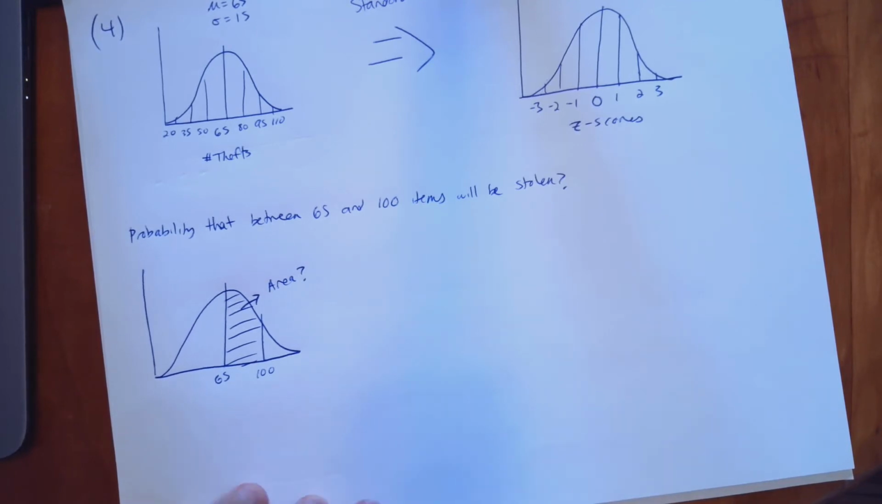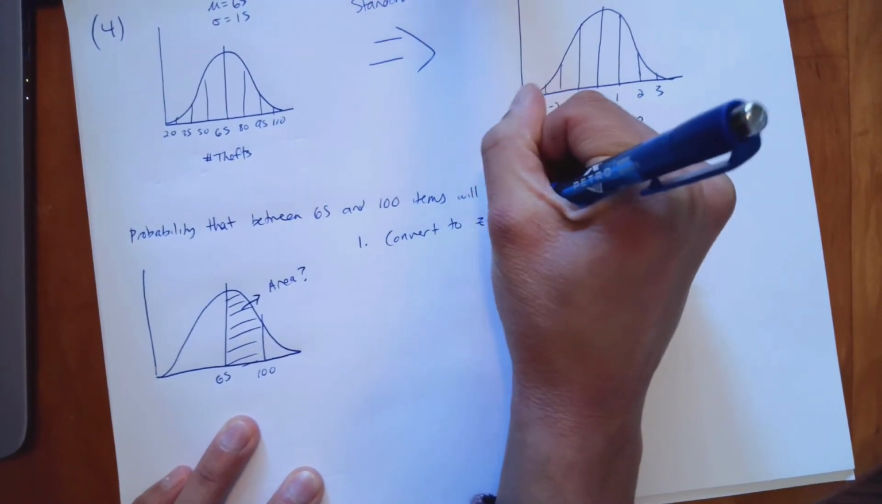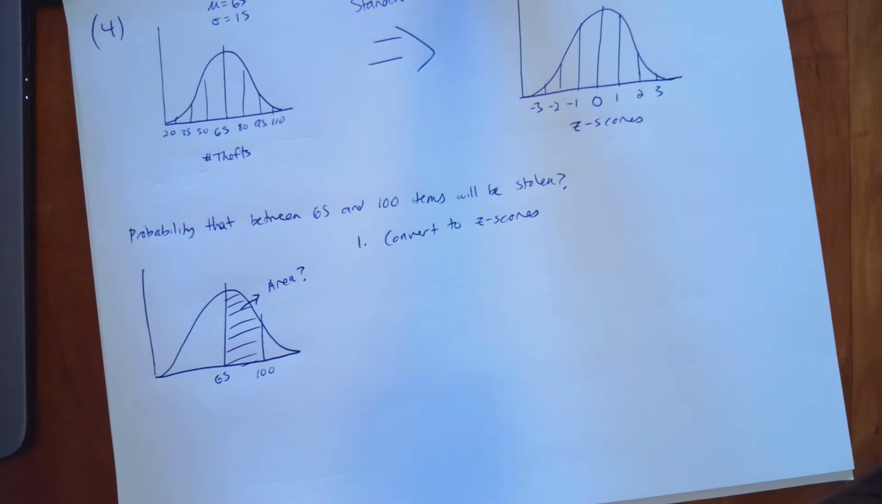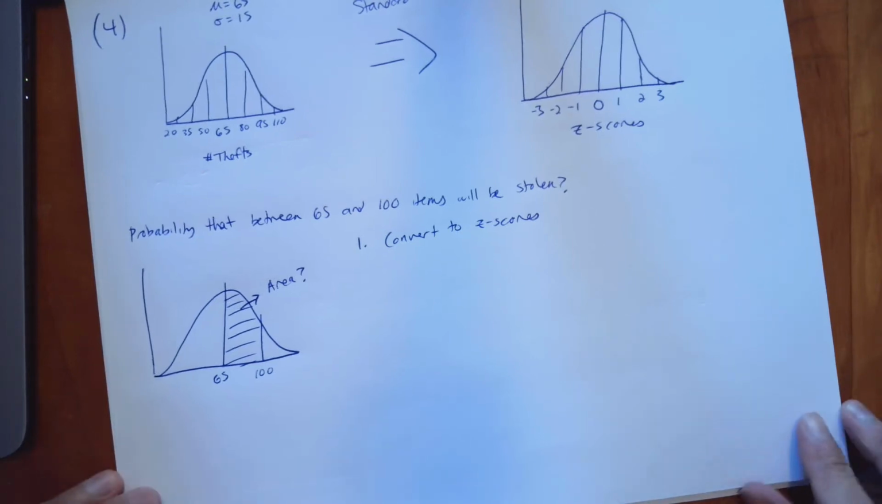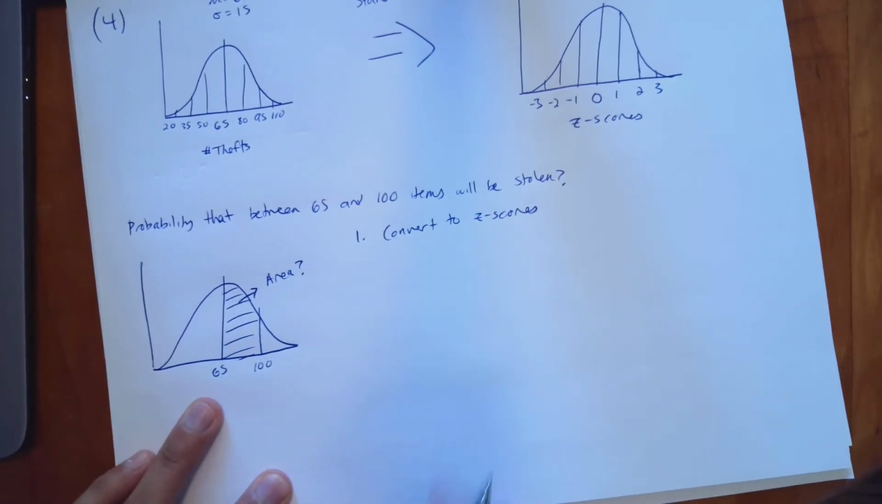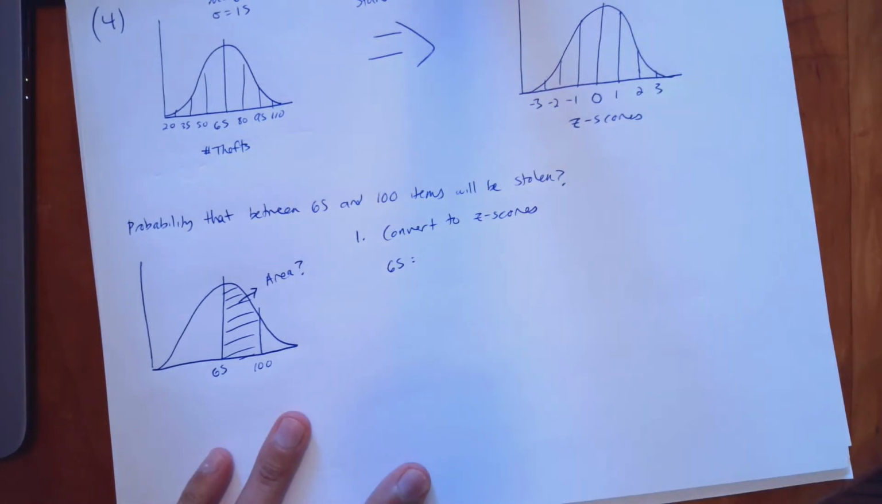So our first step is going to be to convert any relevant values here into z-scores. And again, we're doing that because we want to find the area between these two values, because we know that area will be equal to the probability of getting an outcome that's between 65 and 100. So we're going to convert these things to z-scores. We can start with 65 thefts. 65, as you know, is the mean. So just based on this, we should know that we have a z-score of 0. But I'll actually plug the values in here to reinforce this some more.